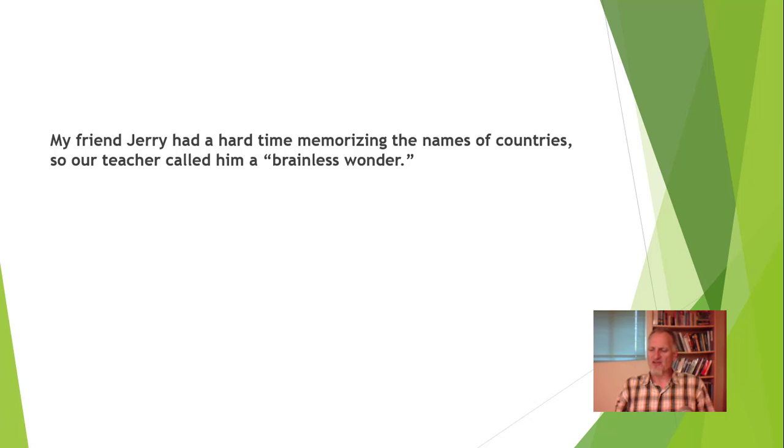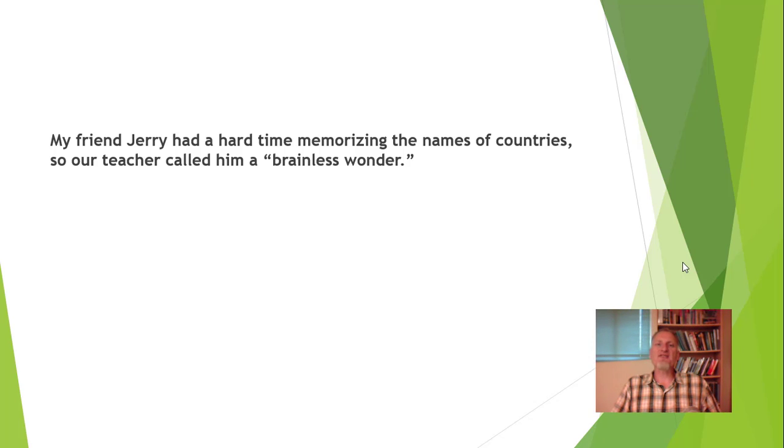Now, here is a sentence that is expressing a single idea, even though it is a compound sentence. My friend Jerry had a hard time memorizing the names of countries, so our teacher called him a brainless wonder. Notice that a sentence like this is essentially a statement or a claim. We are asserting something to be true. Now, this particular statement is more or less a fact that has been observed by the writer, the kind of concrete detail that can't be easily disagreed with. However, we often make claims that may not be so readily accepted by our reader as a true or a valid statement on its own. And for this, we need a different kind of writing structure.